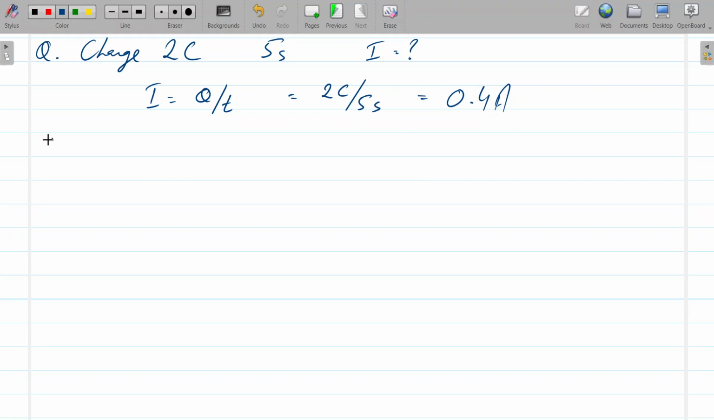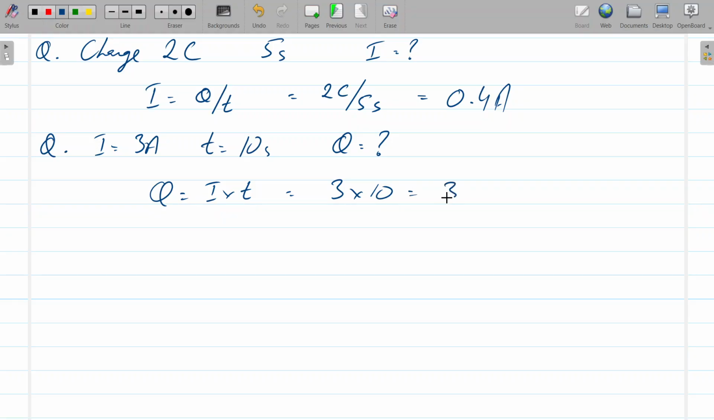Then we have another question where there's a current of 3 amperes, so I equals 3 amperes, and it flows past another point in the circuit in 10 seconds. So time is 10 seconds, and it's asking what is the charge. What equation are we going to use? Q equals I multiplied by T. Good. So Q equals I multiplied by T, which will give me 3 into 10, which is 30 what?